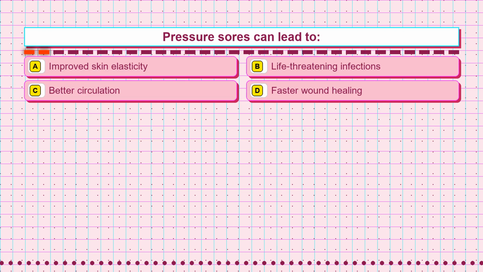Question 80. Pressure sores can lead to: Option A, improved skin elasticity. Option B, life-threatening infections. Option C, better circulation. Option D, faster wound healing.